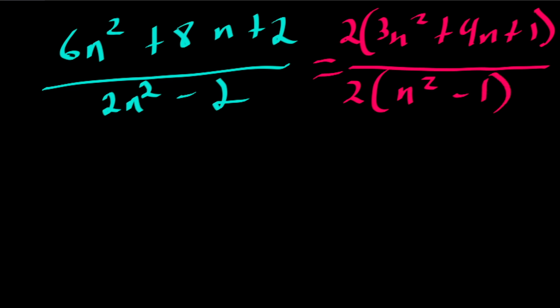Now, here's what you could go ahead and do if you wanted to. Since these 2s are on the outside, you could go ahead and cancel those. I'm going to leave them just to make sure that we don't skip any steps.